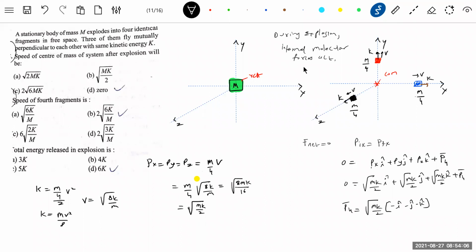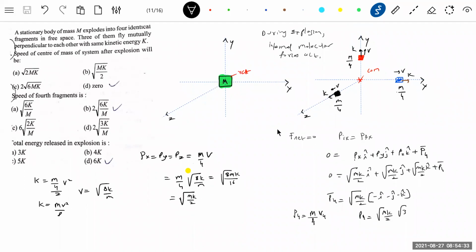What is the momentum? How do you define momentum? Momentum should be equal to the fourth fragment, which has mass m by 4, into v4, no? So what is the magnitude of this? It will be root 3. Okay, now substitute this. Now due to explosion, the center of mass will not shift. That's the basic idea we have brought here.